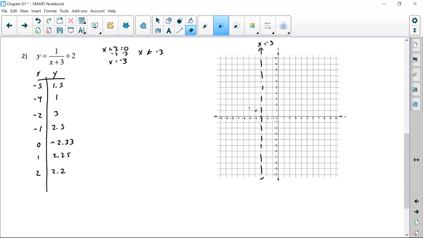When we're at negative 2, we're at 3. And then 2.5. And then about 2.3, 2.25, 2.2. So what's going to happen is if we keep going over, we never reach y equals 2. So there's our horizontal asymptote. So our graph is going to look like this. And this graph, once again, is called a hyperbola.